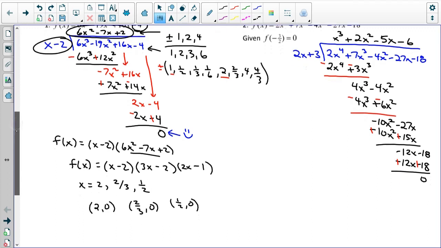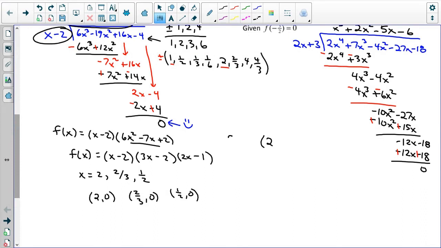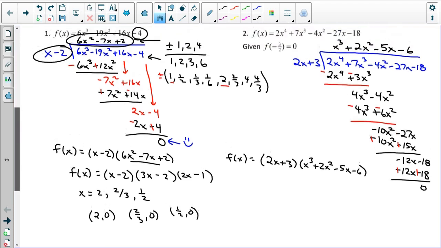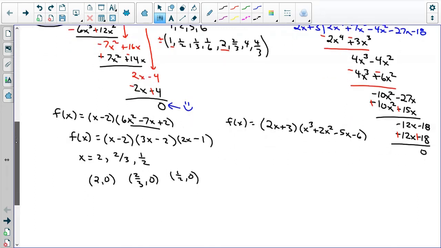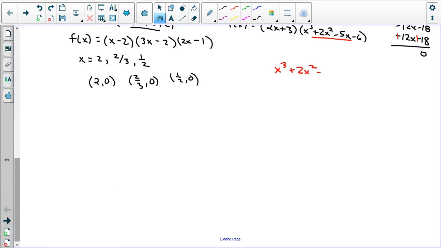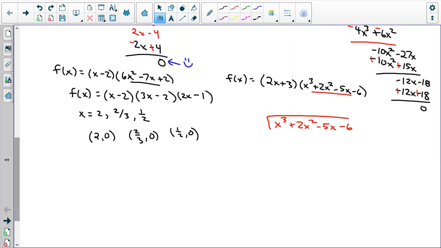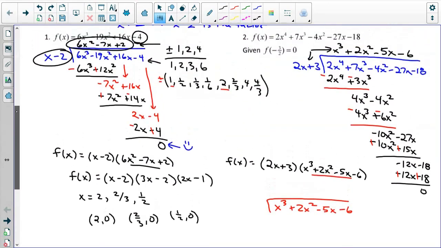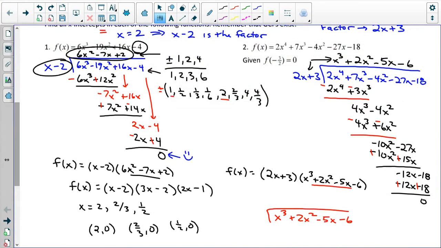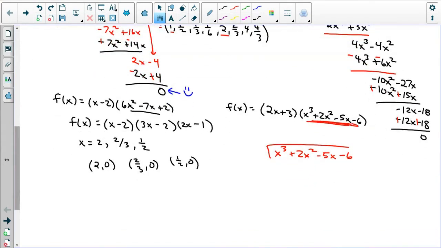So after all of that, I end up with f of x equaling 2x plus 3 times x cubed plus 2x squared minus 5x minus 6. Note again, I just take these two things and multiply them together. And I could do the rational root theorem again. If I look at the original problem, I could do the rational root theorem, but I can right now do it on this.